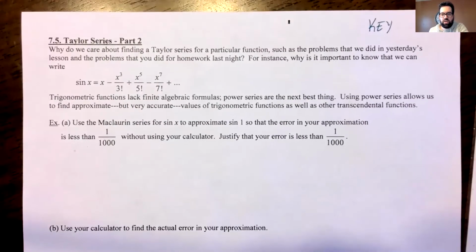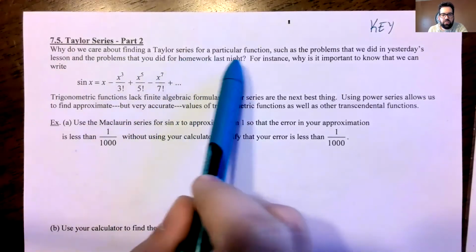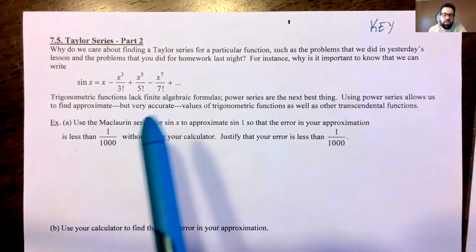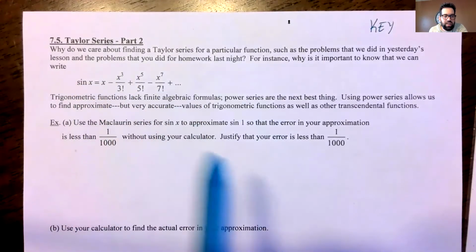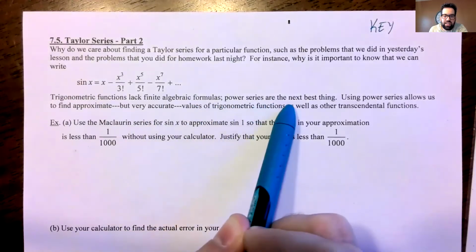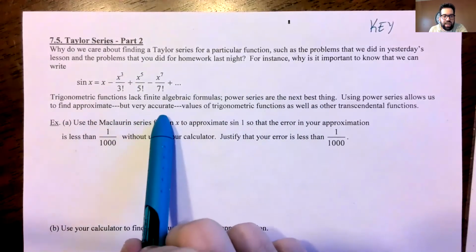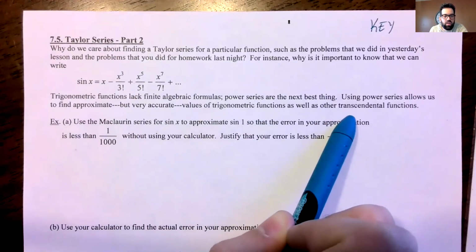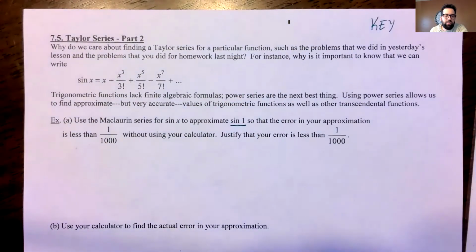All right, so here's the question we're going to be answering today. Why do we care about finding a Taylor series for a particular function, such as the problems that we did in the previous lesson? For instance, why is it important to know that we can write sine of x equals x minus x cubed over 3 factorial, etc.? Trig functions lack finite algebraic formulas. Power series are the next best thing. Using power series allows us to find approximate but very accurate values of trig functions as well as other transcendental functions. So let's think about this before we even evaluate example A.